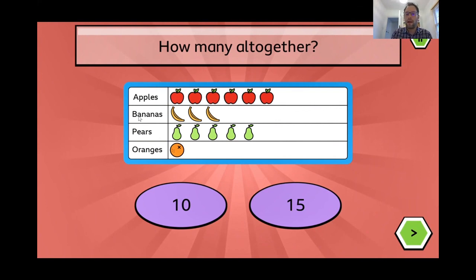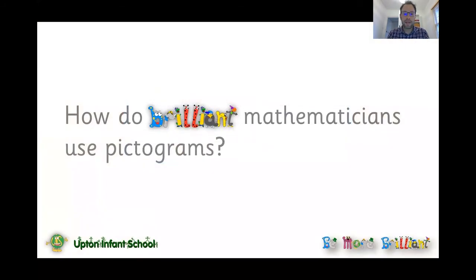The levels of challenge, we've got bronze, silver, and gold. So bronze will be the ones that you can all do. Gold will be a little bit more challenging. So good luck with that, and that's the end of today's maths lesson.